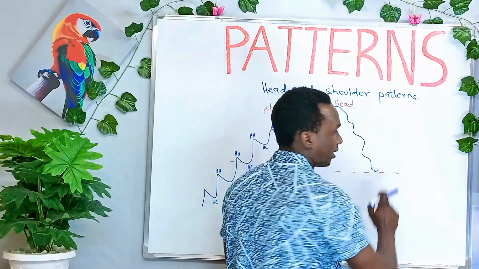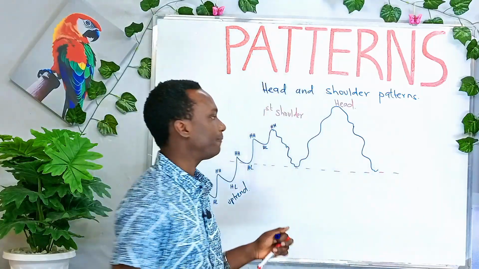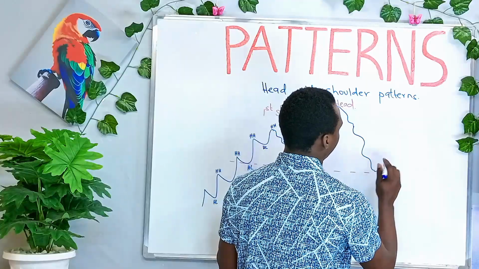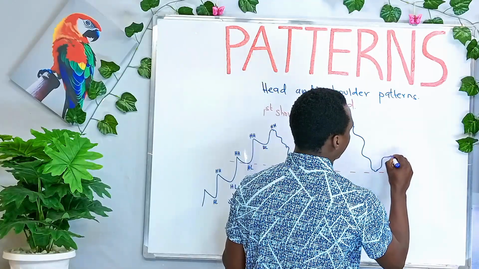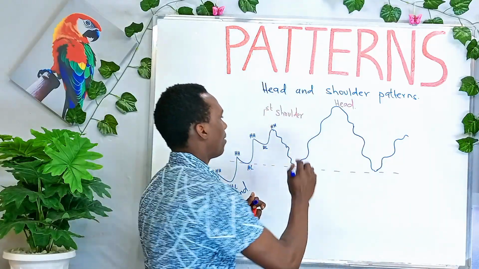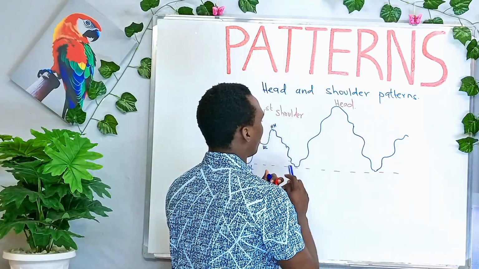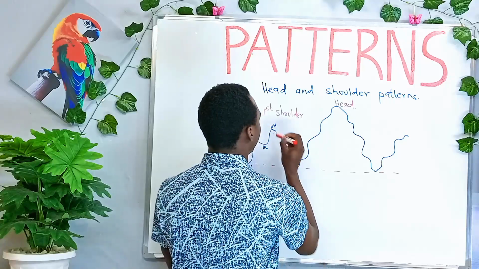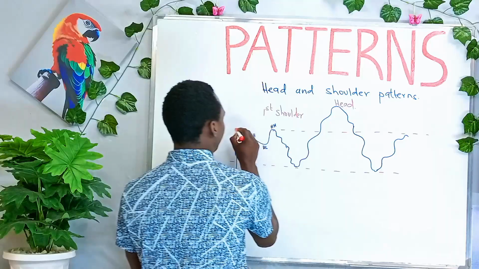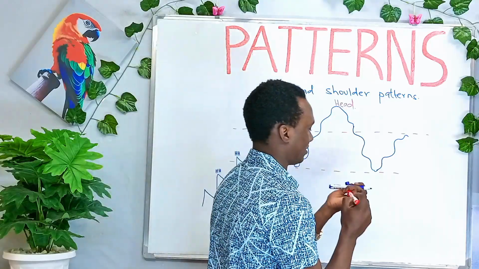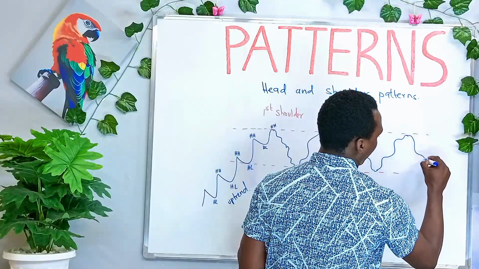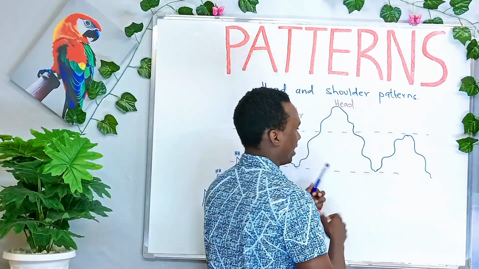This one is a temporary support. It will fail to break this line, and it will start gaining some bullish momentum. But on reaching here, it will find a temporary resistance area formed by these higher highs. It will start to retrace back to the original support area.